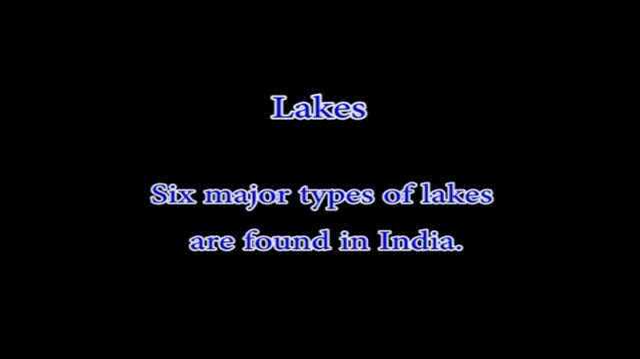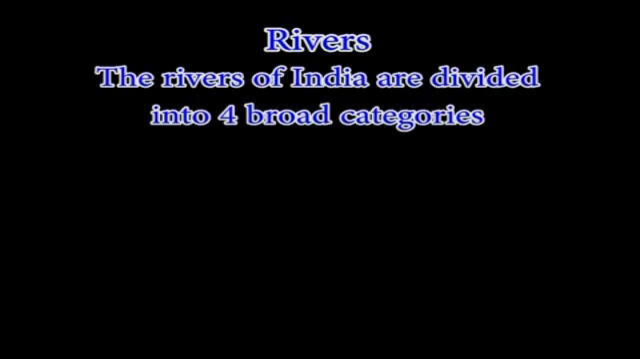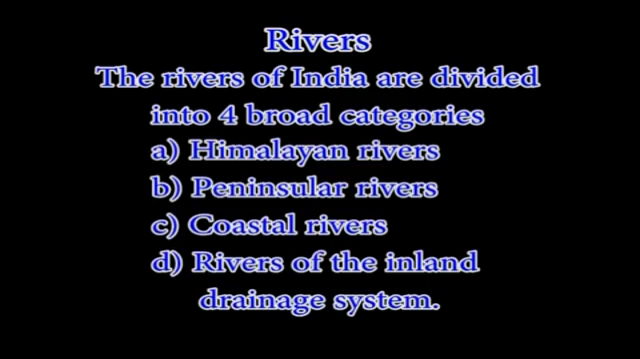Water bodies. Lakes. 6 major types of lakes are found in India. Wetlands. 16 wetlands have been identified in India. Waterfalls. 18 waterfalls are found in India. Rivers. The rivers of India are divided into 4 broad categories: Himalayan rivers, peninsular rivers, coastal rivers, and rivers of the inland drainage system. Biotic resources.